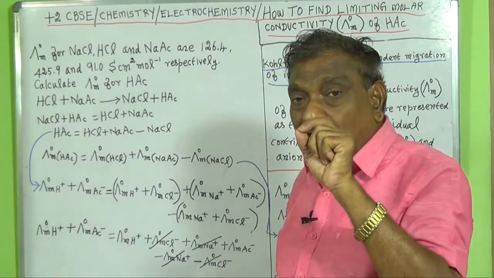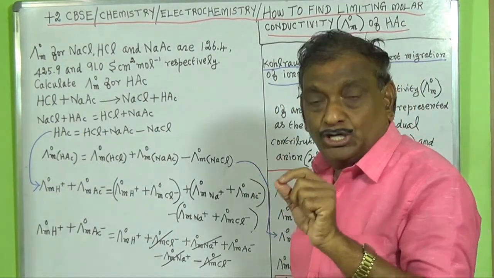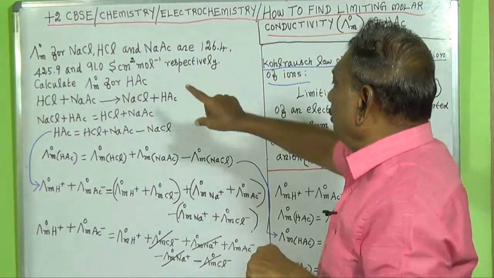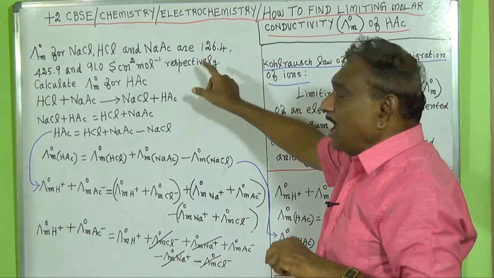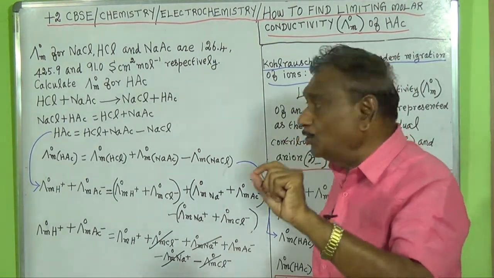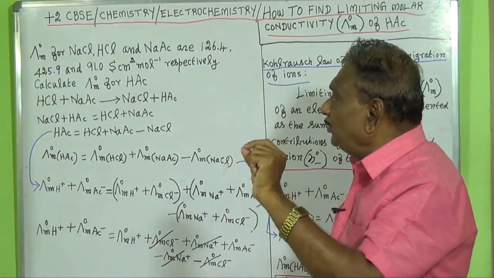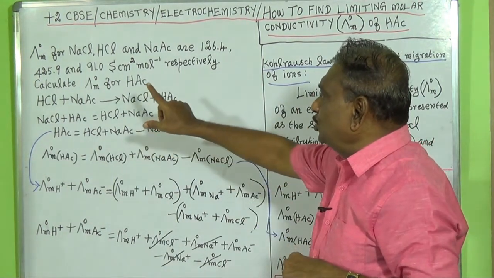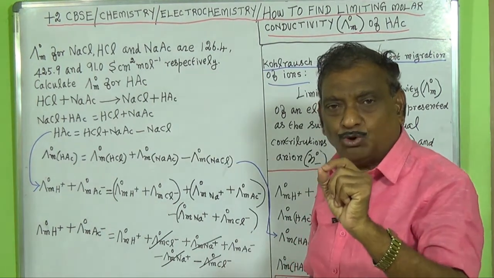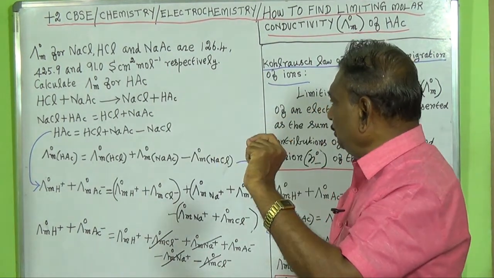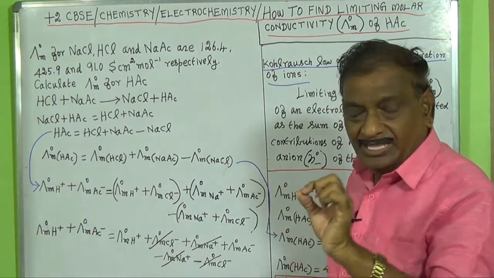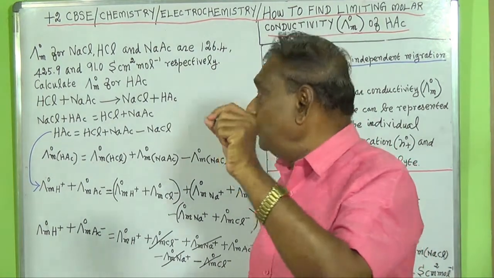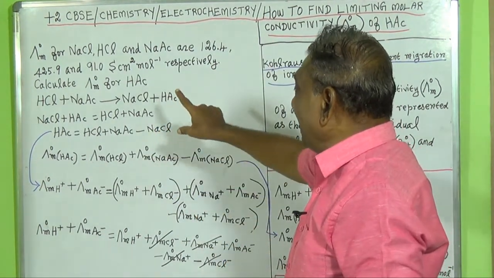The limiting molar conductivity for sodium chloride, hydrogen chloride and sodium acetate are 126.4, 425.9 and 91.0 Siemens centimeter square per mole respectively. Calculate the limiting molar conductivity, that is lambda m naught, for hydrogen acetate.